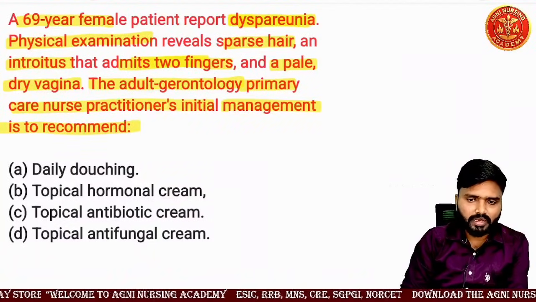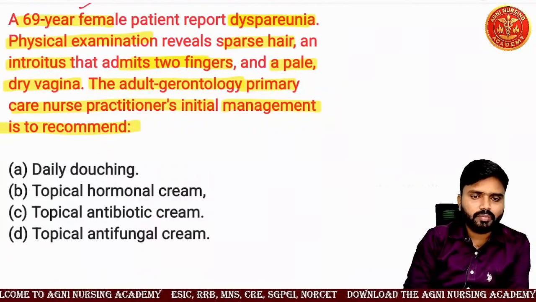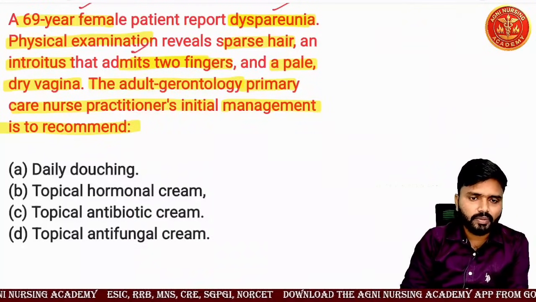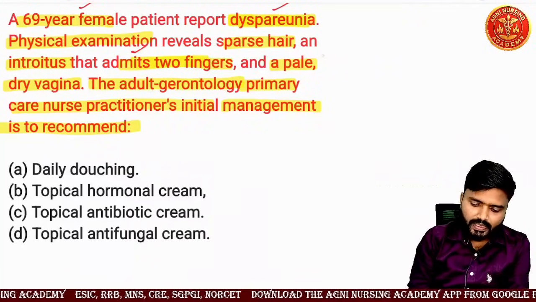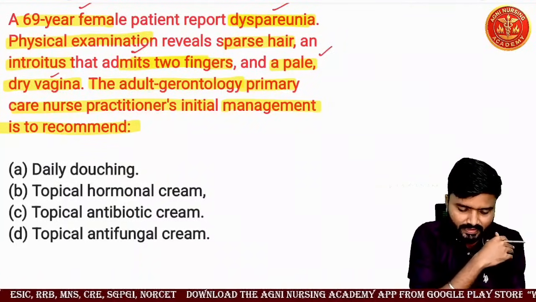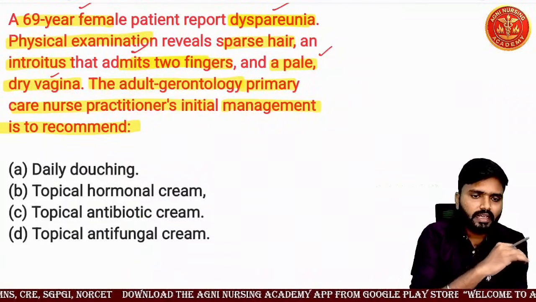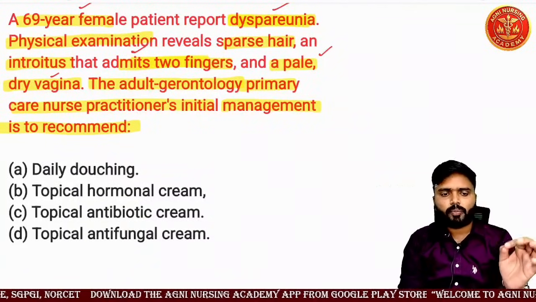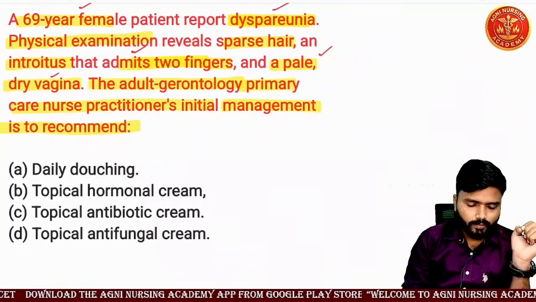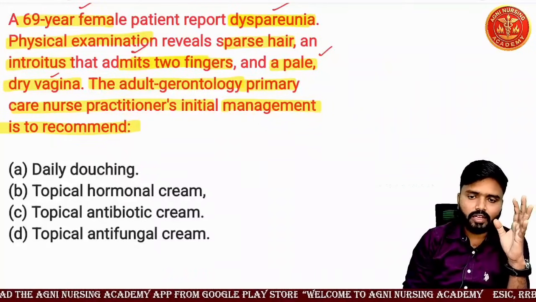What is the initial management of this female? The condition given is a 69-year-old female with dyspareunia, and on physical examination only two fingers are admitted into the vagina, and we see a pale and dry vagina. Understood? Option A is daily douching, option B is topical hormonal cream, option C is topical antibiotic cream, and option D is topical antifungal cream. Okay, here is one thing I will tell you related to all four options.